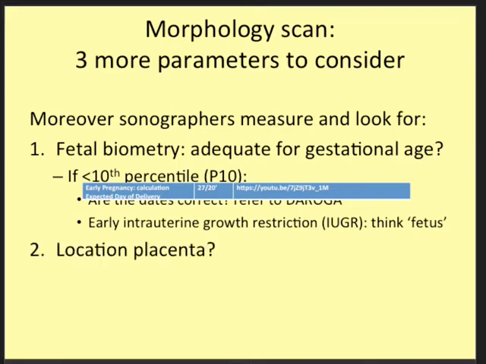The second item is, of course, the location of the placenta, and the third one, that the sonographers and the radiologists will report the amount of amniotic fluid.